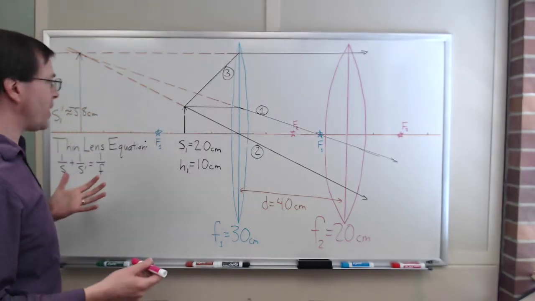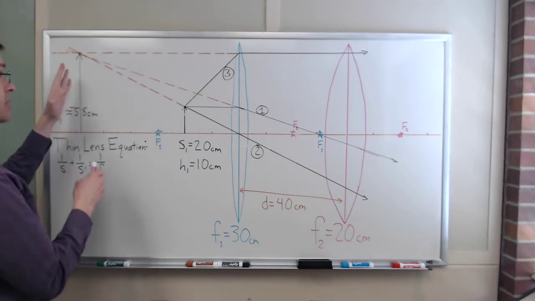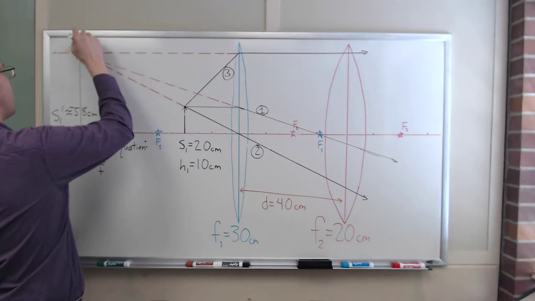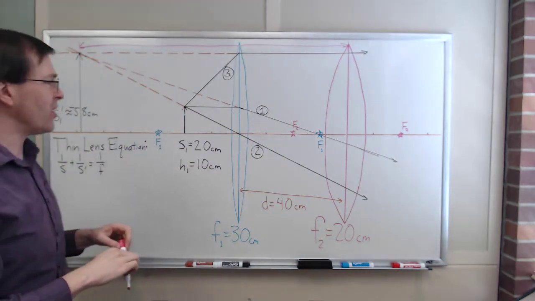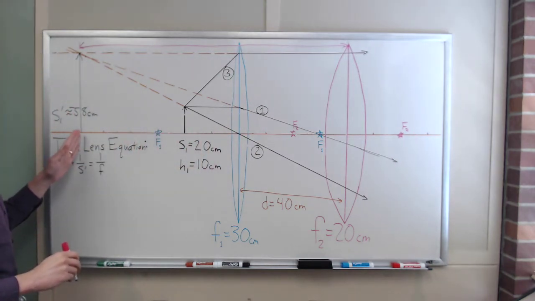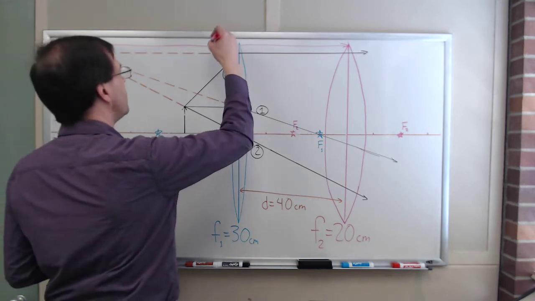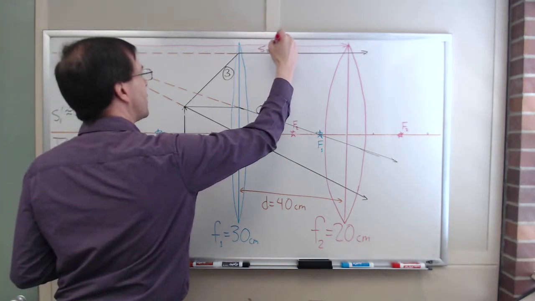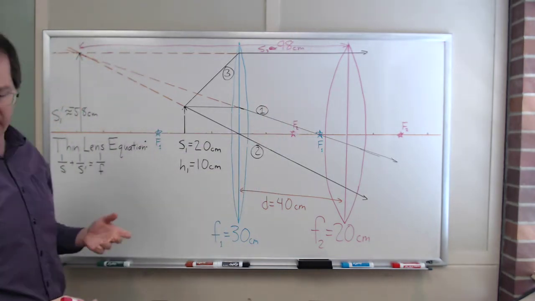So I need to figure out what some of my quantities are. For example, what is the distance from this object to lens two? Well, if I were to draw it on here, it would be from this point over to this point. That's my distance. And what is that? Well, it's going to be the 40 centimeters here plus the 58 centimeters here. So my distance is going to be about 98 centimeters. This is my S2. My S2 equals roughly 98 centimeters.